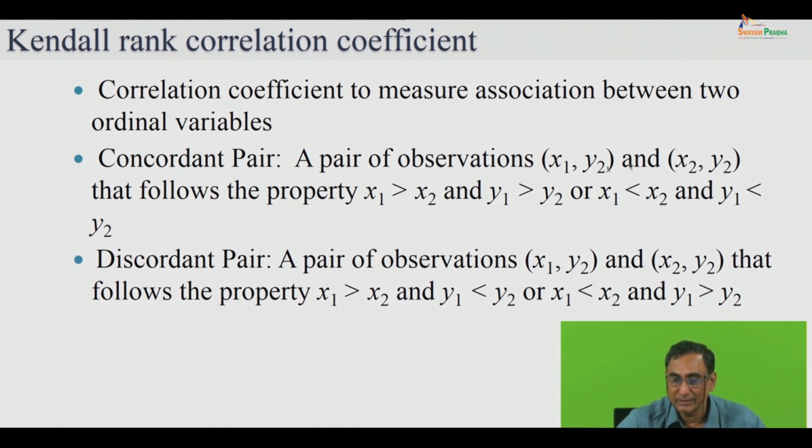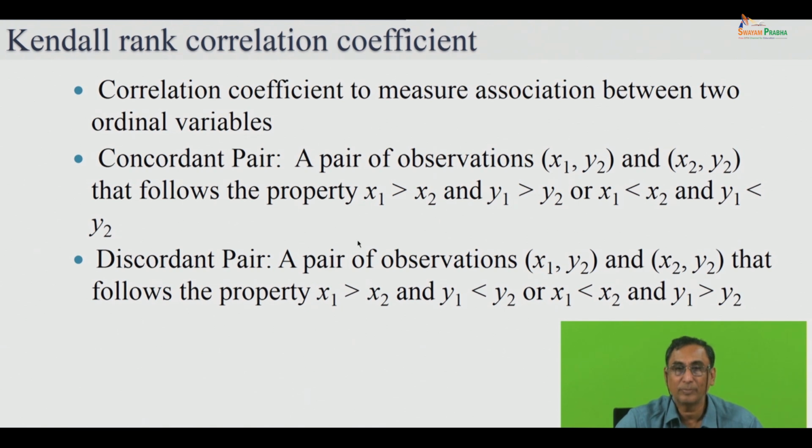If x1 is greater than x2 and the corresponding y1 is greater than y2, then we say it is a concordant pair. That means, if x increases and y also correspondingly increases, then these two data points are said to be concordant. Similarly, if x1 is less than x2, and correspondingly y1 is less than y2, then also we say it is a concordant pair. That means, when x increases, y increases, or x decreases and y decreases, then we say these two data pairs are concordant.